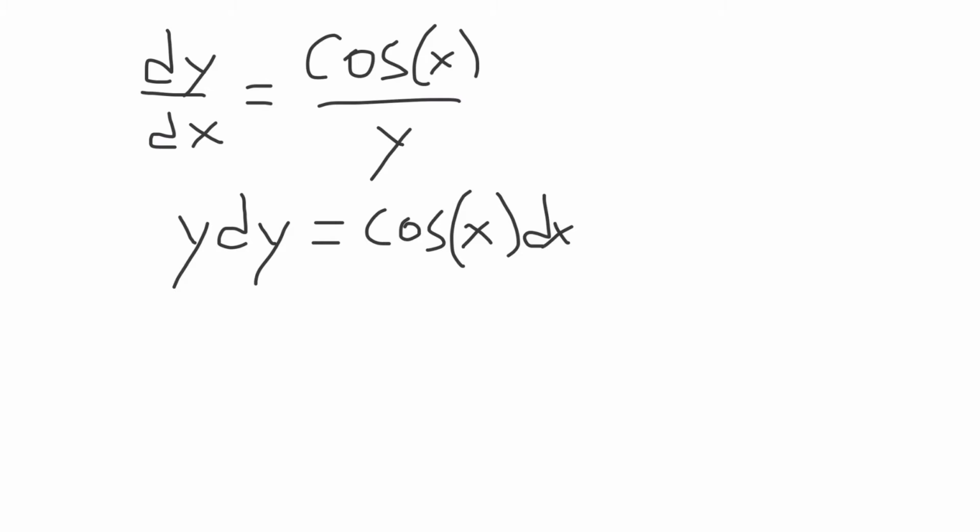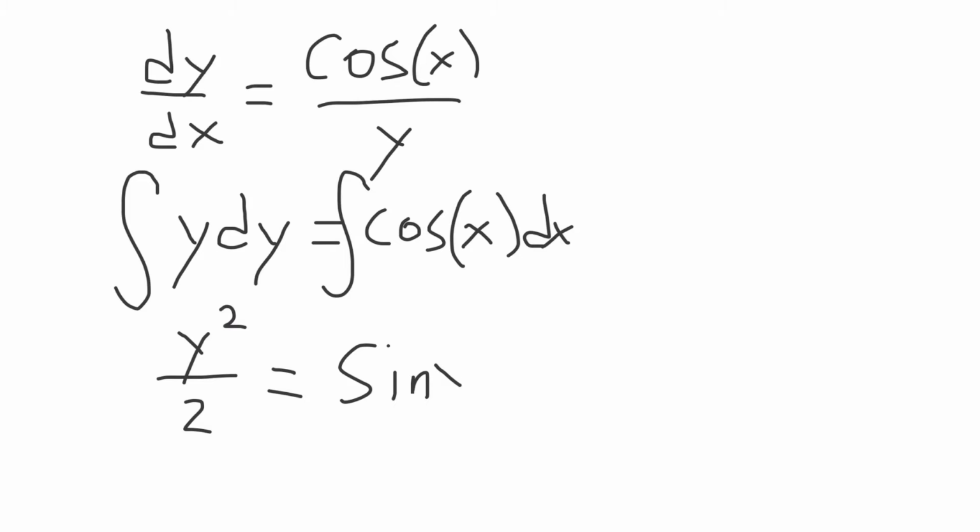And as you can see, we've separated variables now. We have y's on the left and x's on the right. So now this is the step we can integrate at. Integral of y is just y squared over 2. And the integral of cosine x is just sine x. And we have to add the plus c on the side with the x's.